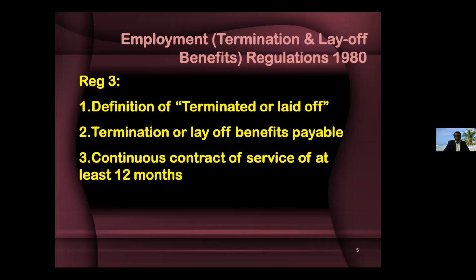So we should start under Regulation 3. What we'll do first is we will try to define the meaning of termination or layoff. Number two, the amount of termination or layoff benefits payable. Number three, continuous contract of service of at least 12 months. So moving on.